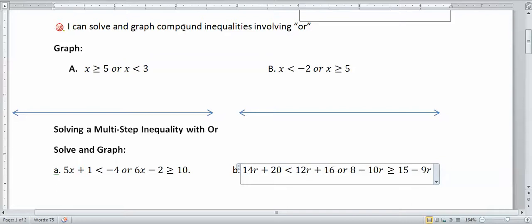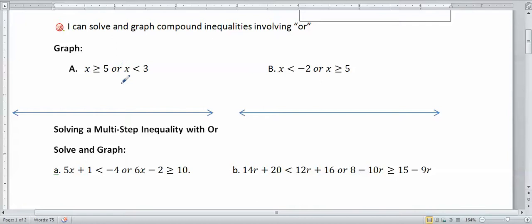Now remember, I talked about yesterday how AND inequalities have more than one condition. Anytime you see more than one inequality sign, that means you have more than one condition affecting it. AND inequalities have two or more conditions, but all of them have to be satisfied for your inequality to be true. But with ORs, it'll have multiple conditions and only one of them has to be satisfied for it to be a solution.